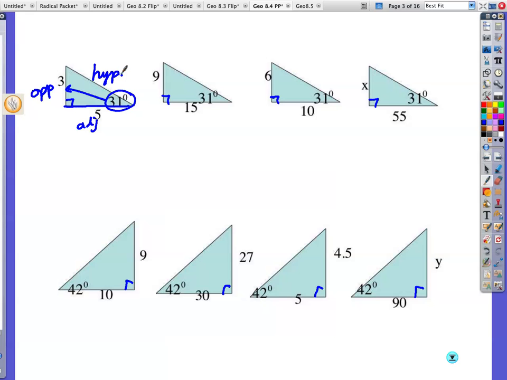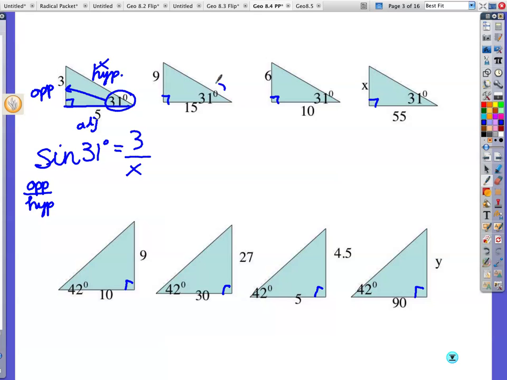So, if I'm going to do any of these, let's just start with sine here. And if you recall, sine is opposite. It's SOH, so opposite over hypotenuse. See how I abbreviate that? Opposite over hypotenuse. So sine of 31 degrees, because we're taking this angle here. Opposite is 3. Hypotenuse is unknown. I'm just going to put x, just so we can write it out.